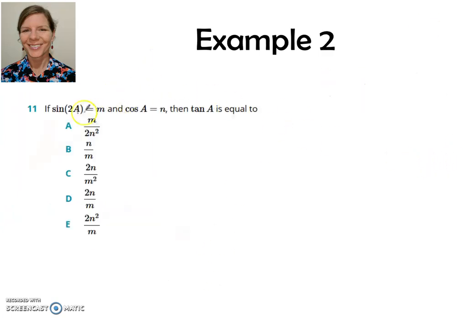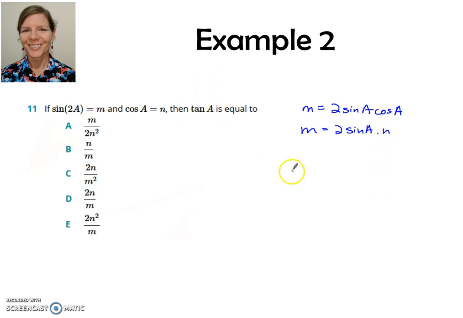Second example here, it says if we've got sin 2a is m and cos a is n, then what is tan a? Okay, so what we probably want to look at first is, well, we know that sin 2a is m, so m equals 2 sin a cos a. We also know that cos a is n, so we can say m is equal to 2 sin a times n. Okay, that hasn't really got us all that far.